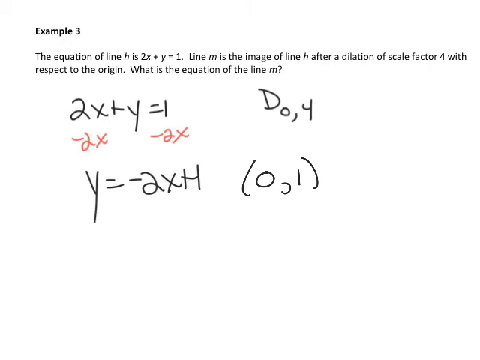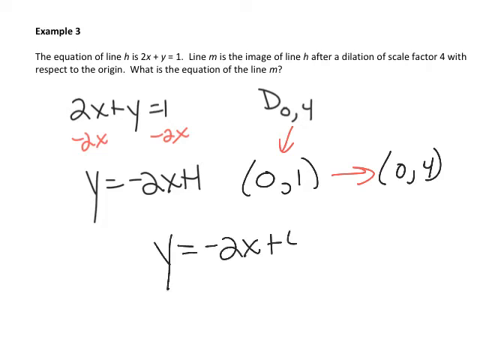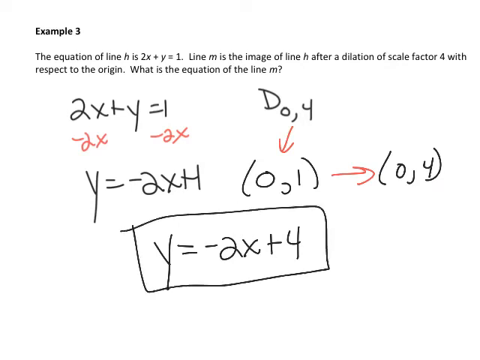I'm going to apply that dilation to that coordinate, and it's going to end up at (0, 4). So my new equation is y is equal to negative 2x plus 4. The only thing that changes is the y-intercept.